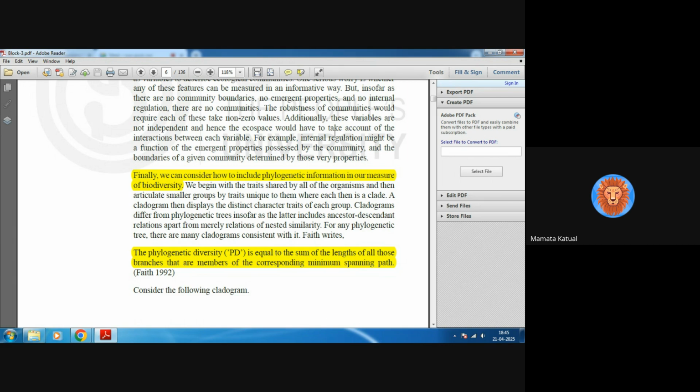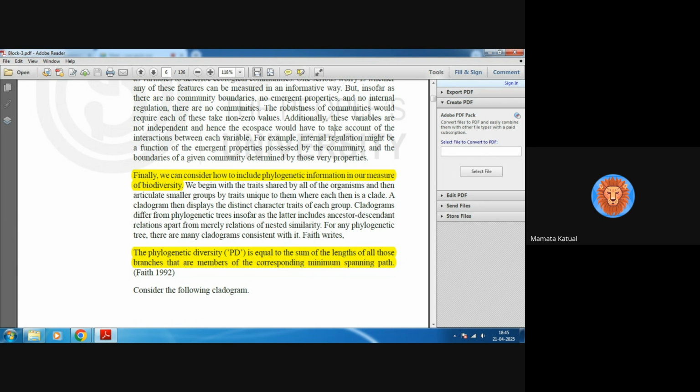Then we have to identify different clades. In a clade, the organisms are closely related because all the organisms in that group share some traits. That means they have some common characters. All the organisms of that group will form a clade.